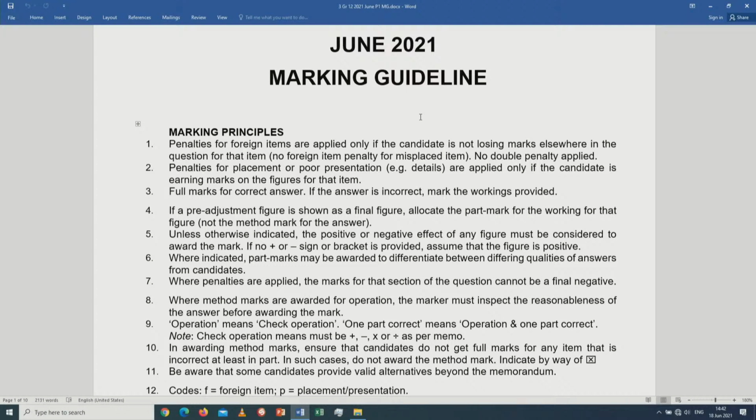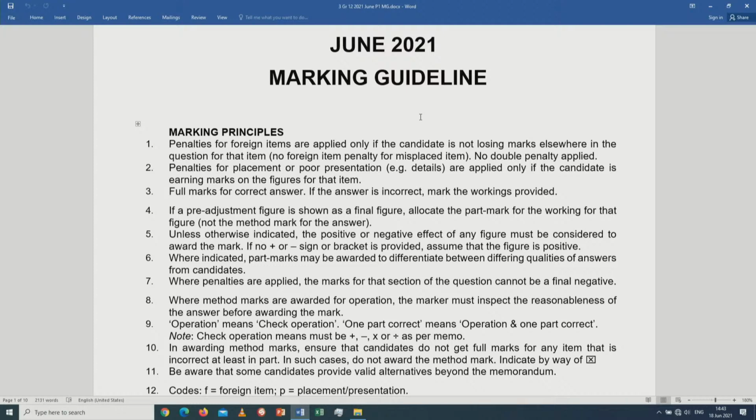So for example, in the income statement, remember we have interest on loan as part of the interest expense, but in some cases learners might misplace the item and indicate it under operating expenses, where they write telephone and water and electricity, but they are not supposed to write interest on loan there. They're supposed to write it as interest expense. So no foreign item penalty for misplaced. So if they are misplacing the item, we just mark it wrong and not penalize a learner.